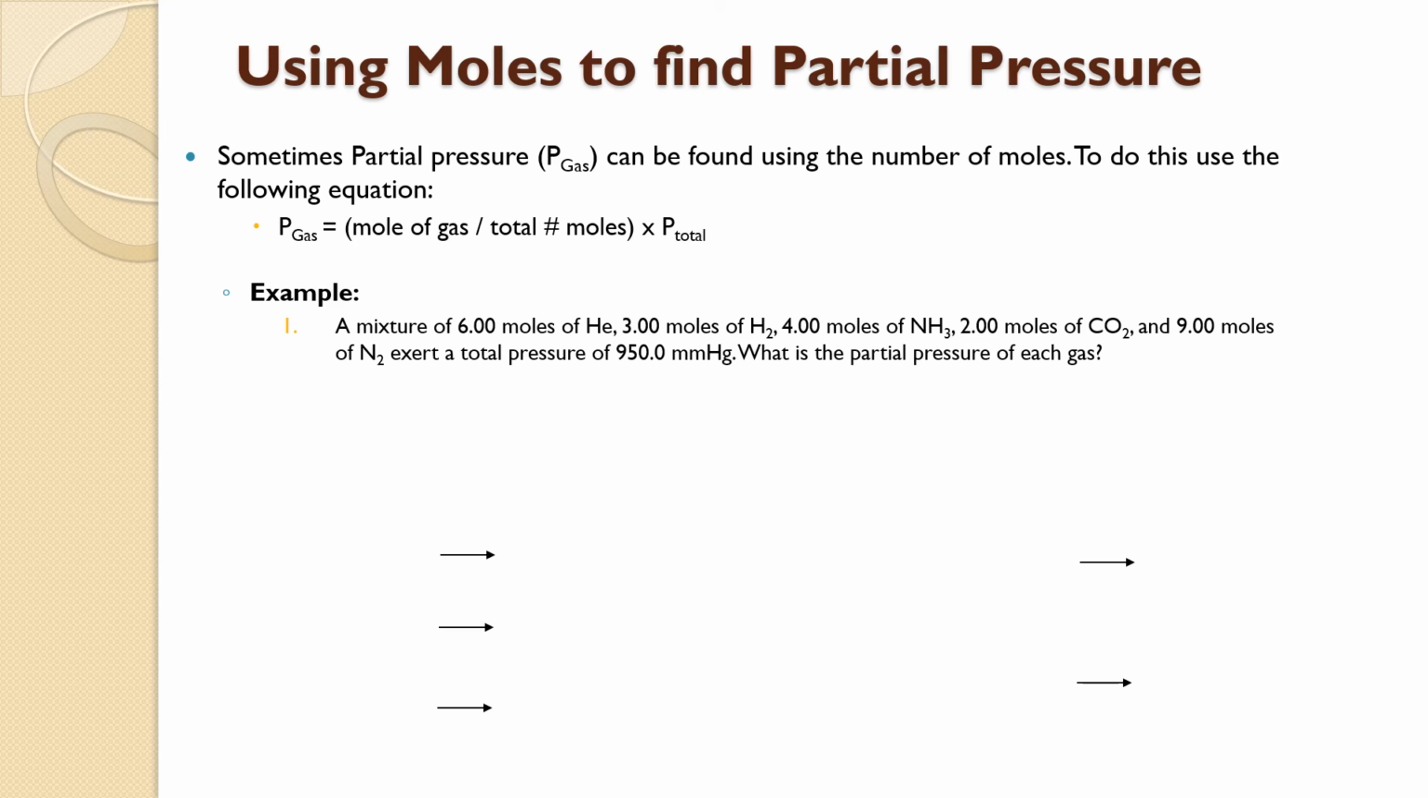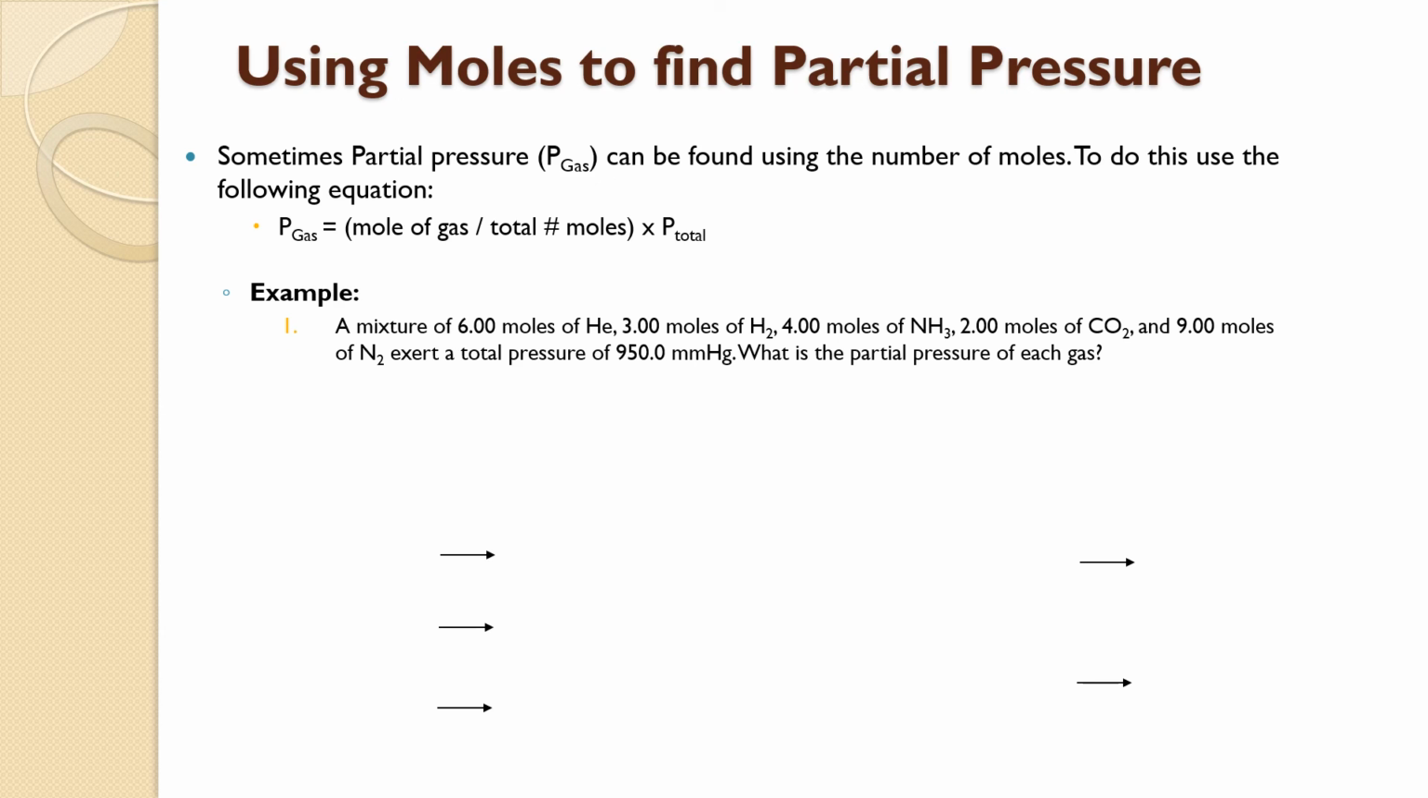So, for example, a mixture of 6 moles of He, 3 moles of H2, 4 moles of NH3, 2 moles of CO2, and 9 moles of N2 exert a total pressure of 950 millimeters of mercury. What is the partial pressure of each gas?